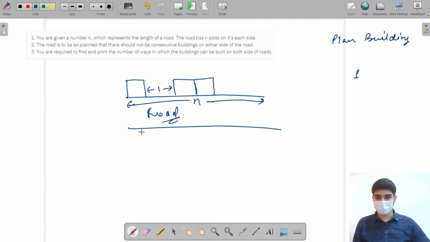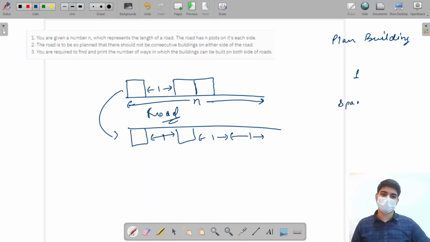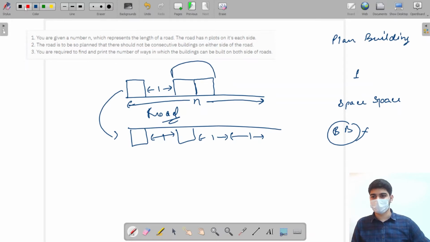You have to plan the road such that you plan buildings on both sides of the road. So you would have buildings over here too. Then you can have some space, and you can have another building, then some space again. You can have another space with a space, that's allowed. So a space next to a space is allowed, but a building next to a building is not allowed. So something like this won't be allowed, but this is allowed. Of course, alternating buildings and spaces is allowed.